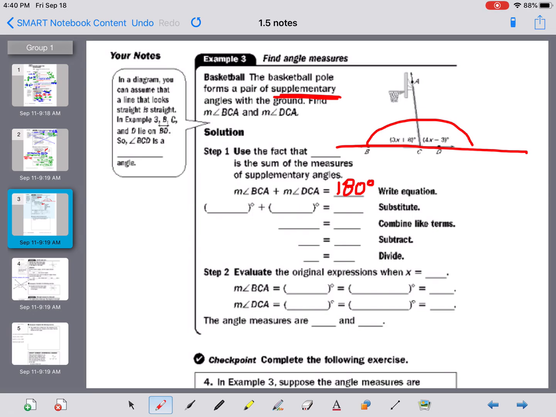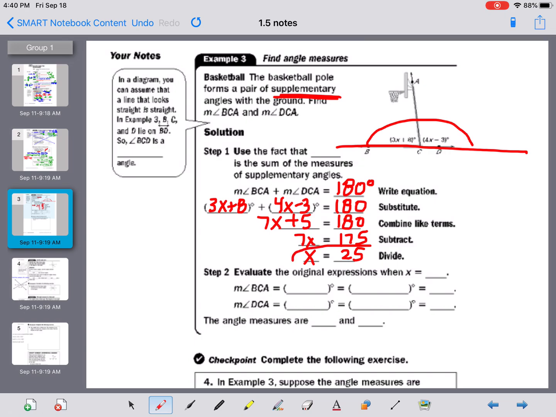All right, so we plug in BCA. I get 3x plus 8. I plug in DCA, which is 4x minus 3. And together I know they equal 180. So let's go ahead and join our like terms on the side. 3x and 4x make 7x. Positive 8 and negative 3 make positive 5. Trying to solve for x, so I'm going to subtract 5. Need to solve for x, so I'm going to divide by 7. And looks like x is going to be about 25.